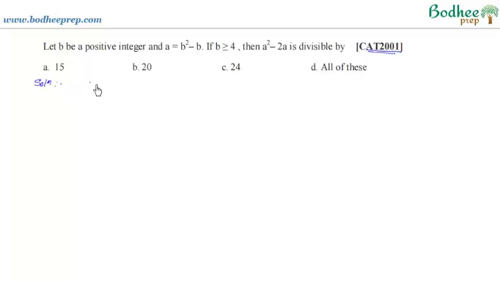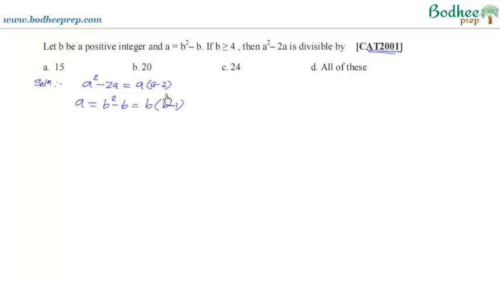So we have to find this about this expression, that is a square minus 2a. I can further write this as a into a minus 2. Now we have been given the value of a as b square minus b, which again can be written as b into b minus 1.